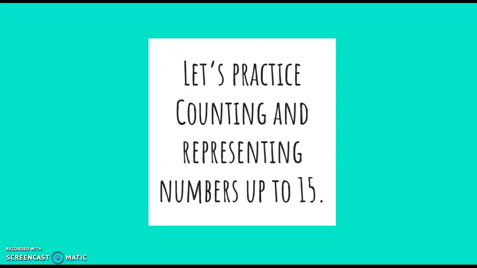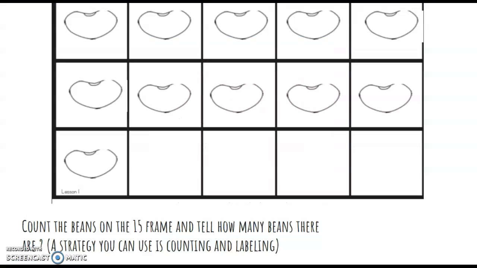Remember those tricks. All right, so let's practice counting and representing numbers up to 15. All right, count the beans on the 15 frame and tell how many beans there are. A strategy you can use is counting and labeling. Okay. Now, before we begin counting, I just want to let you know that this is called a 15 frame because there are 15 boxes. Okay. Now, what we're going to be doing is counting the beans to see how many beans there are. So, Ms. Blanks is going to be using a strategy that I would like to see you use in your book or on your Nearpod to help you count and label.